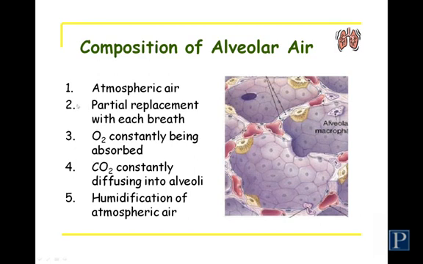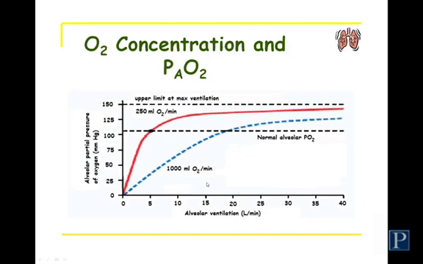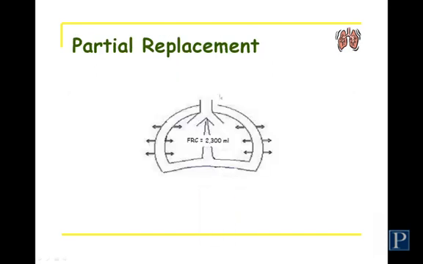Next one, I want to look at this thing called partial replacement of each breath. You'll notice this is just a little diagram of pretending these are the lungs. At the end of a normal exhalation, you have a certain volume of air in your lungs called your functional residual capacity, which averages about 2.3 liters or 2,300 mils.